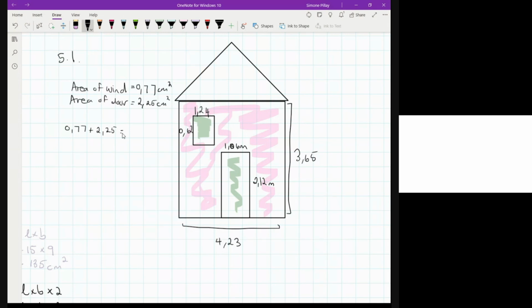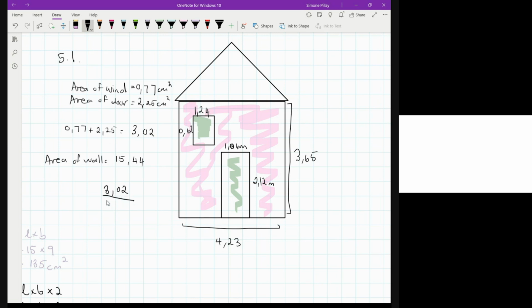It's going to give us 3.02. Beautiful. What we also need is the area of the full wall, which would have been 3.65 multiplied by 4.23, and that would be 15.44. You got the same answer? Yes, ma'am.